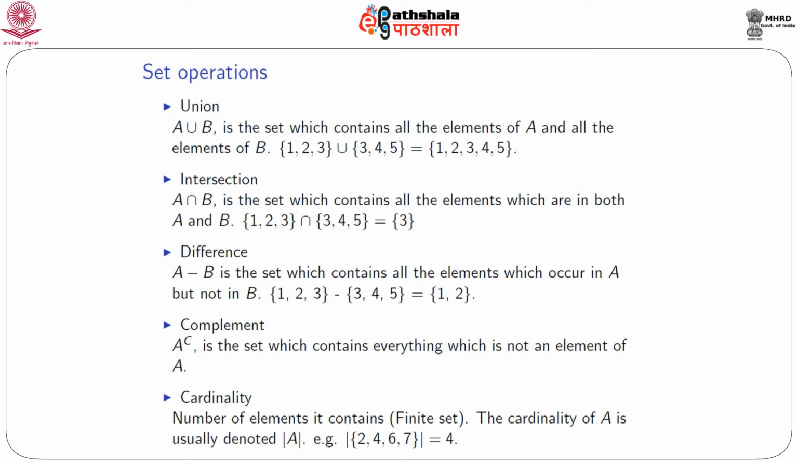And the number of elements in a set is called cardinality. We define cardinality as mod. And for this set 2, 4, 6, 7, we have 4 elements. So, cardinality of this set will be 4.